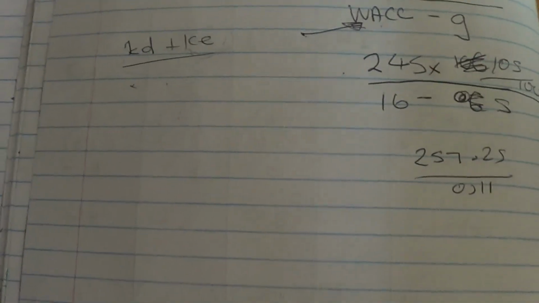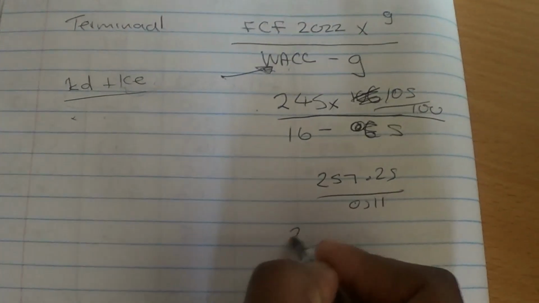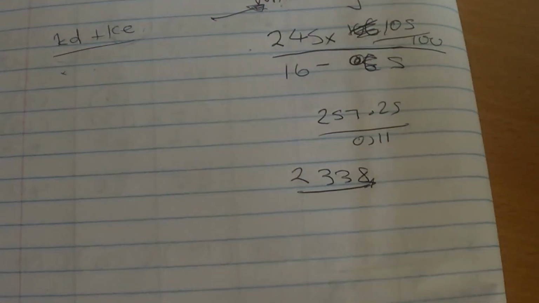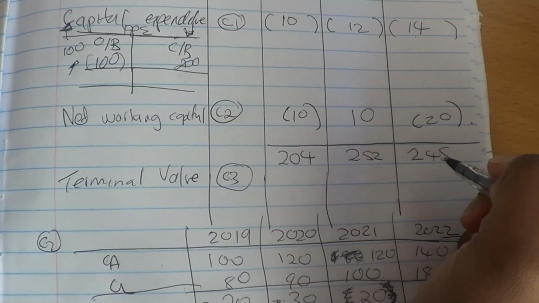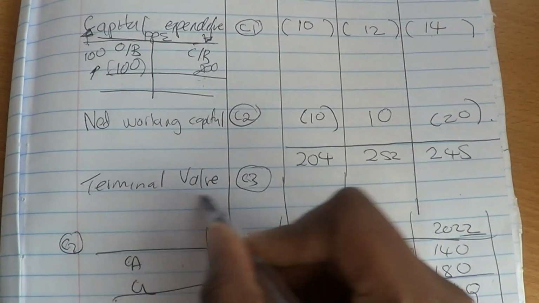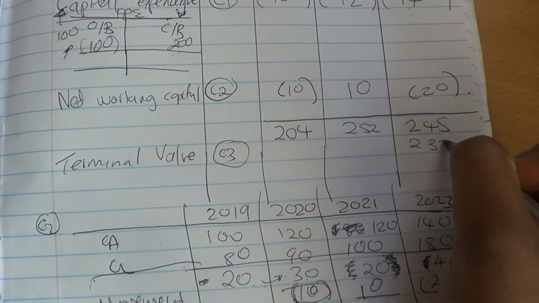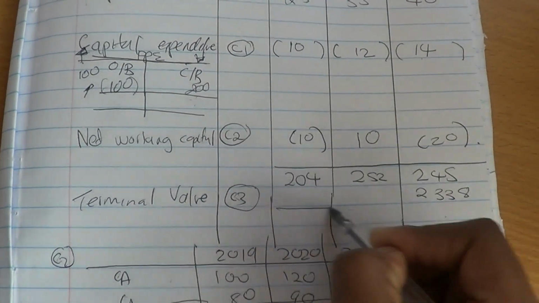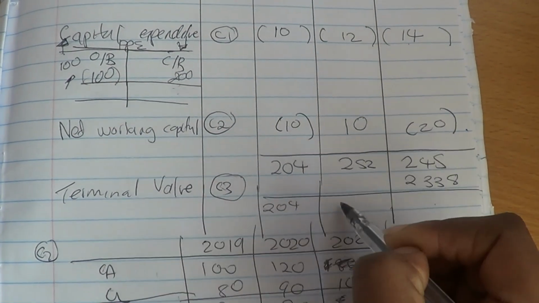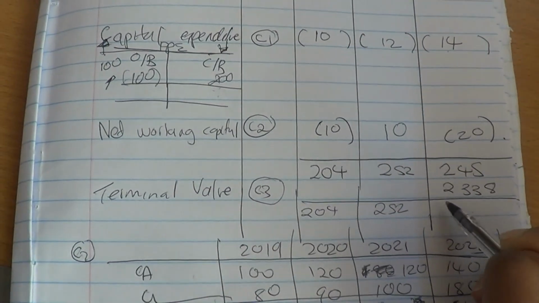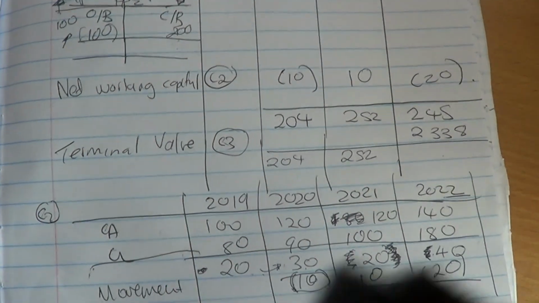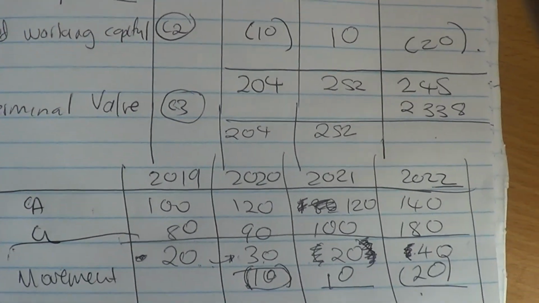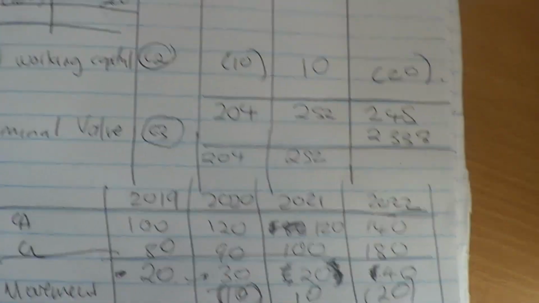So this gives me a terminal value of 2,338. Then we come back to our cash flows calculation and we put the answer we got for our terminal value as 2,338, and then what's left is to just add all these totals up to get the answer for those cash flows, which is 2,584.